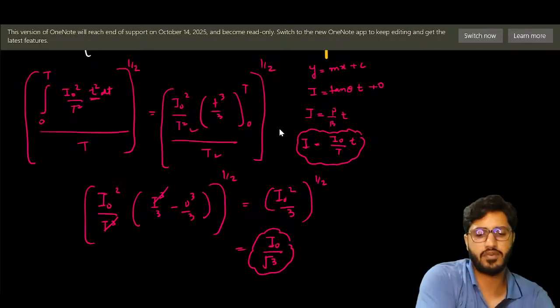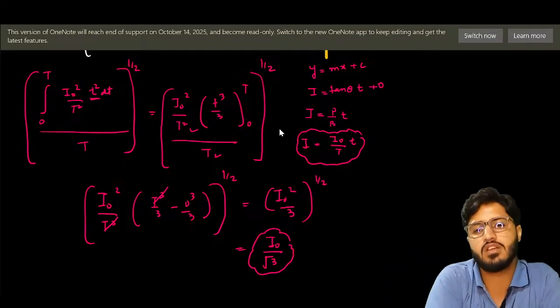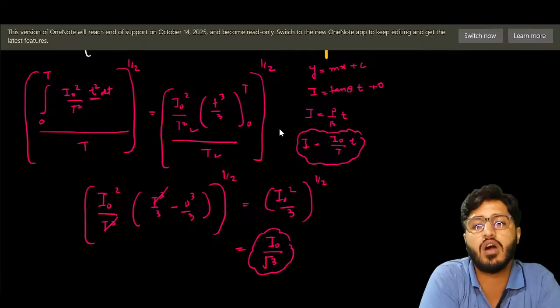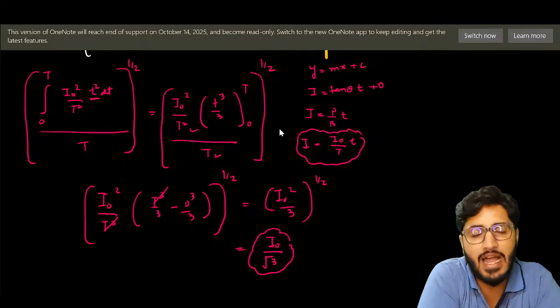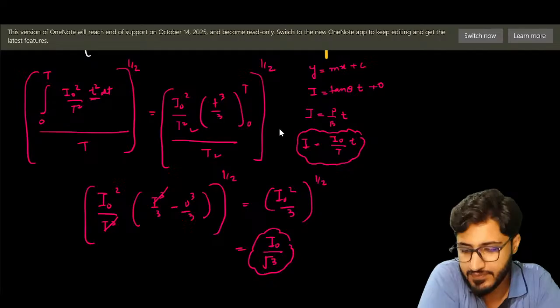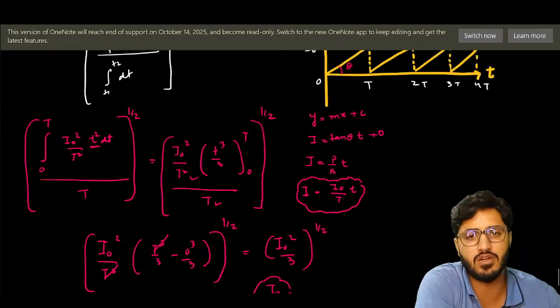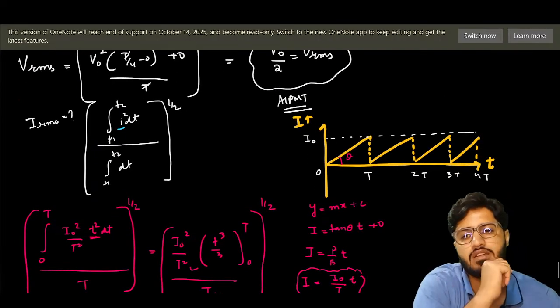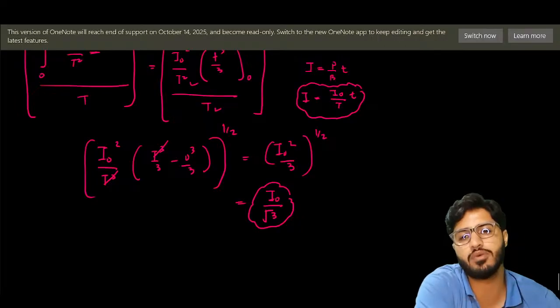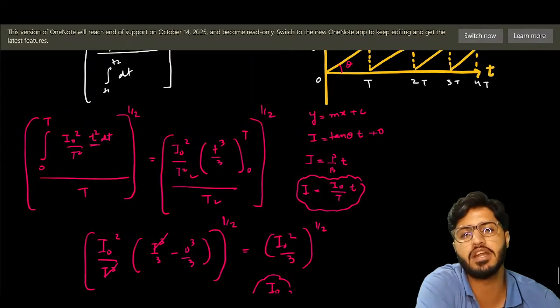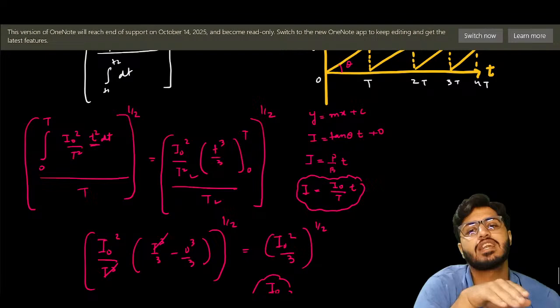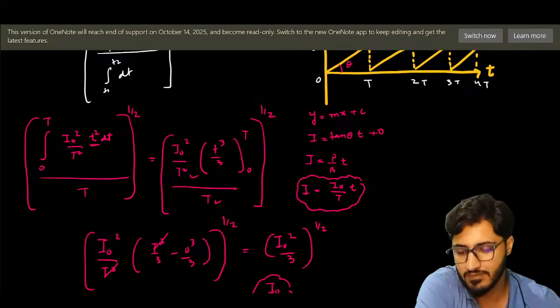This numerical is a very good one. By this numerical, you get a lot of information on how to manipulate your question if I is not given to us. Look here, I is not given to us, but still we managed to get the answer as I naught by root 3. How? By manipulating the values only, by using the straight line equation y equals mx plus c.